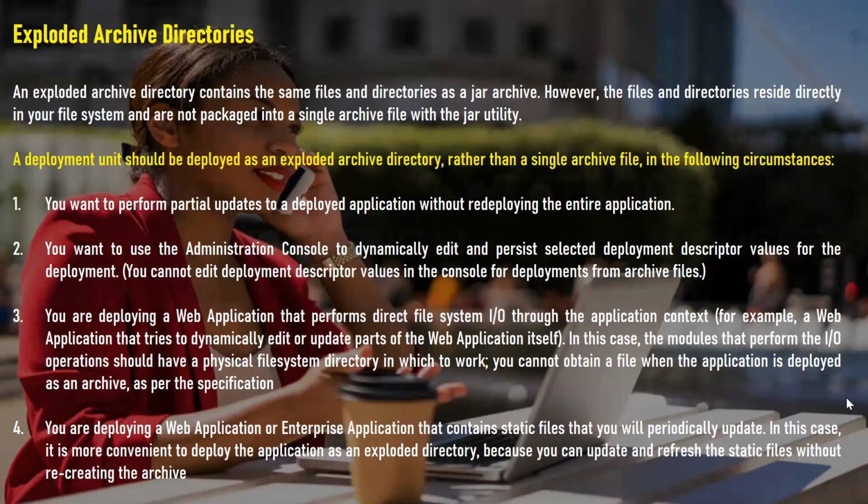Apart from that, if you are deploying a web application that performs direct file input output through the application context, the module that performs the IO operations should have a physical file system directory in which to work. You cannot obtain a file when the application is deployed as an archive, as per the specification. That means when your application tries to update certain files that exist on your file system, that is possible only when it is in the open form. So you need to have the application in exploded form for that case.